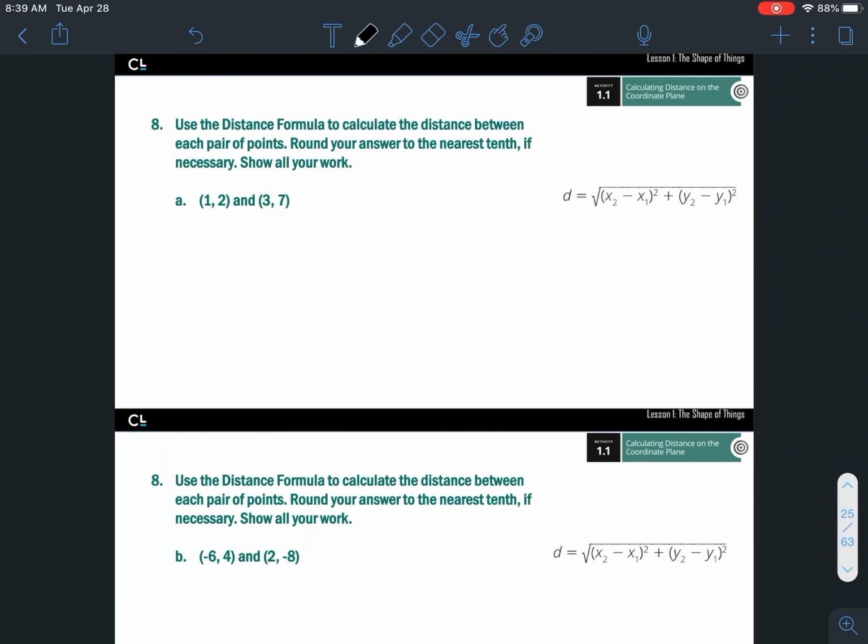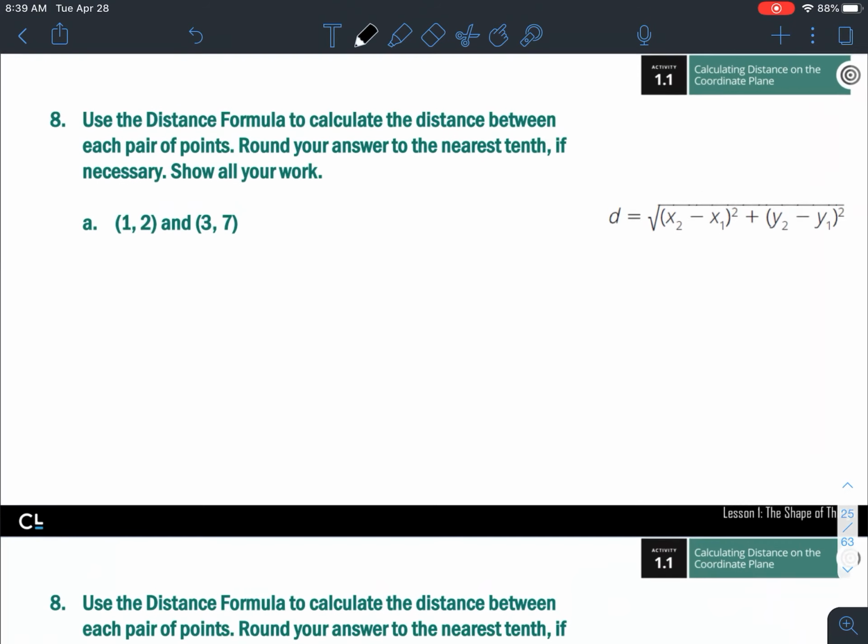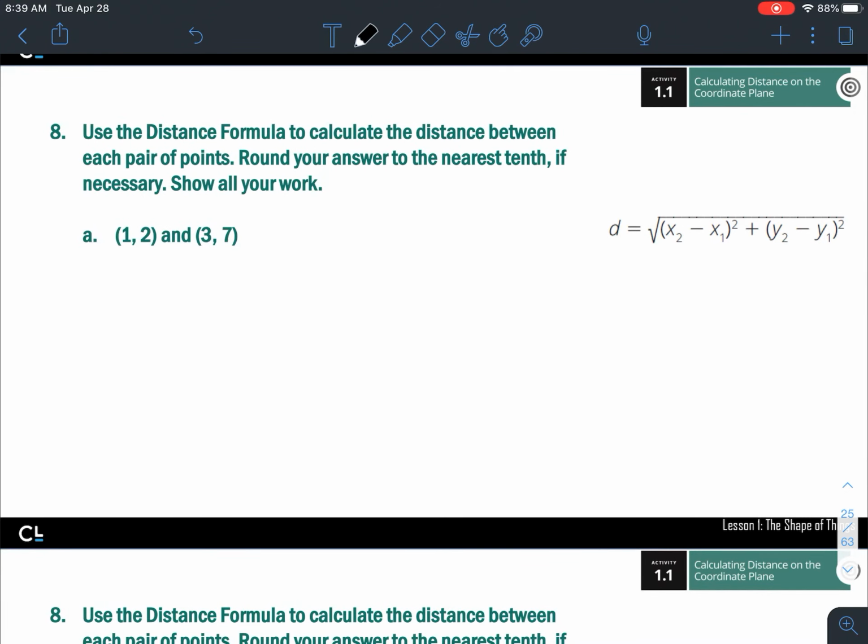We're going to do 8A, and I'm going to stop there for today. Okay? Because this is a lot that we're doing right now. So it says, use the distance formula to calculate distance between each pair of points. Round your answer to the nearest tenth if necessary. Show your work. So we know that's x, y, x, y.